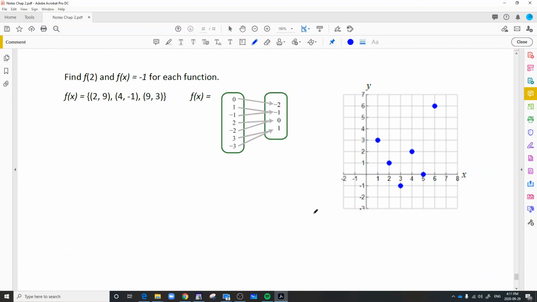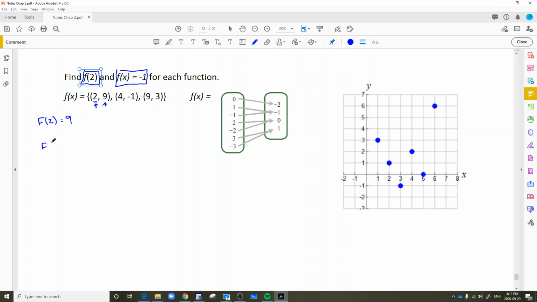Another way of asking these questions is instead of giving you an expression, I can give you ordered pairs or a graph or a mapping. So if I ask you to find f at 2 and f of x is equal to -1 for each function. So in this question, they're saying find the value of your function when x is 2. So you can see in this ordered pair, you have an x value of 2. So the value of your function at 2 is 9. So when your x value is 2, your y value is 9.